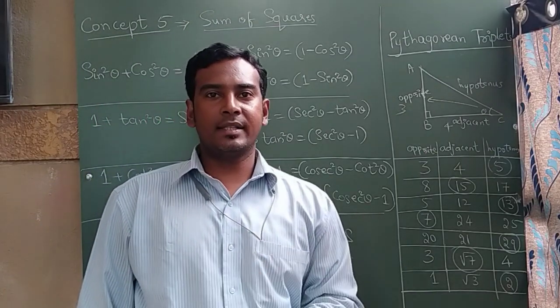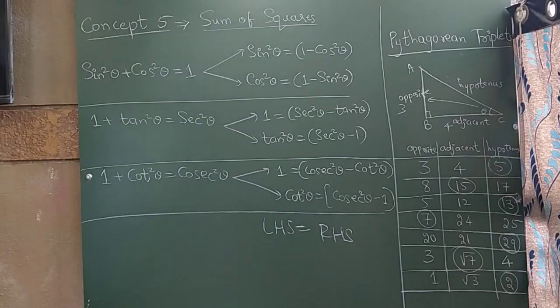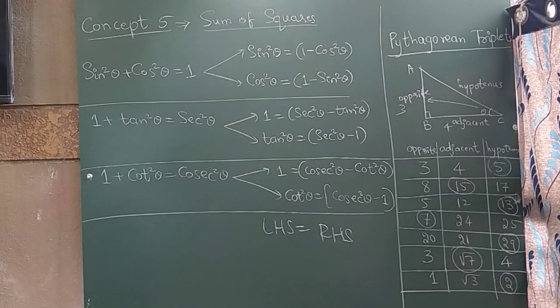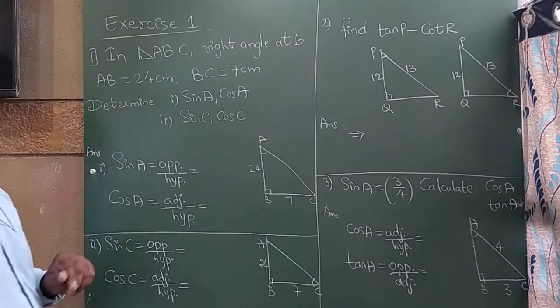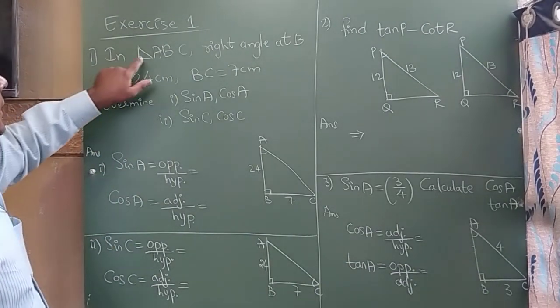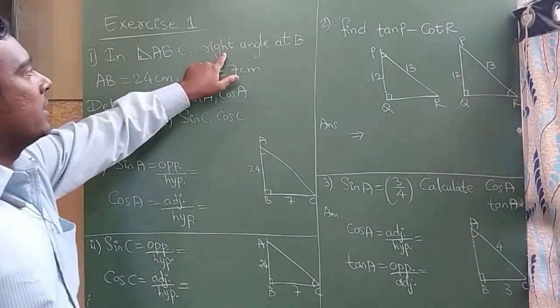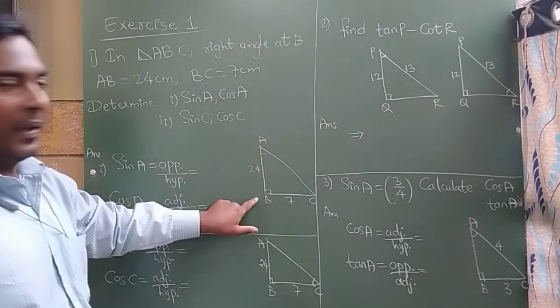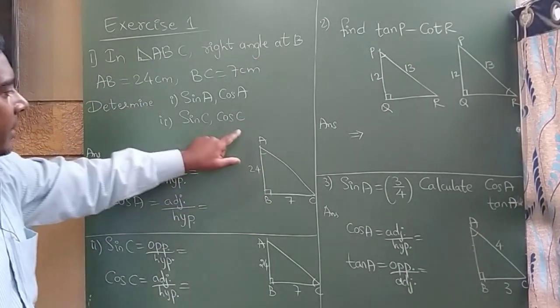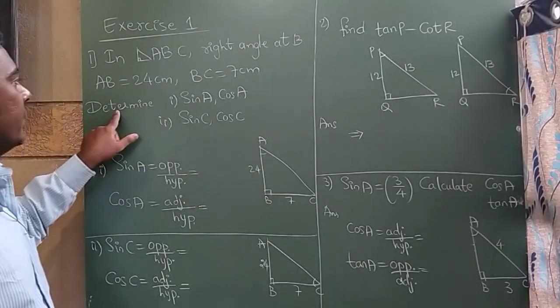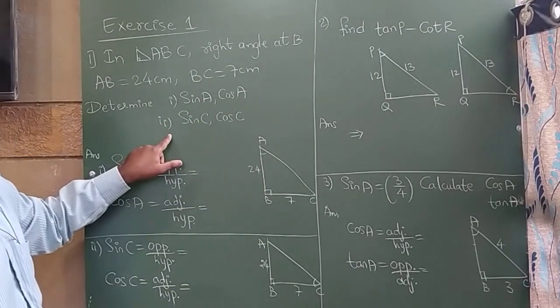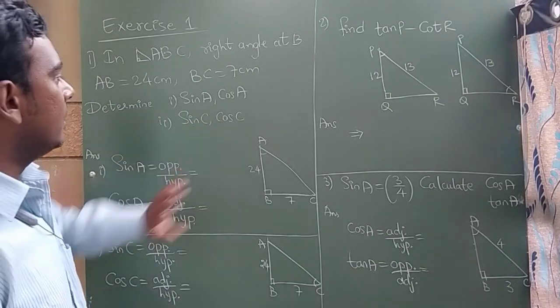Let's move on to the exercise sums now. Now, exercise 1. The first question is, in a triangle ABC, right angle at B, AB is 24 centimeter, BC is 7 centimeter. Determine sine A, cos A, and in the second question, sine C and cos C.